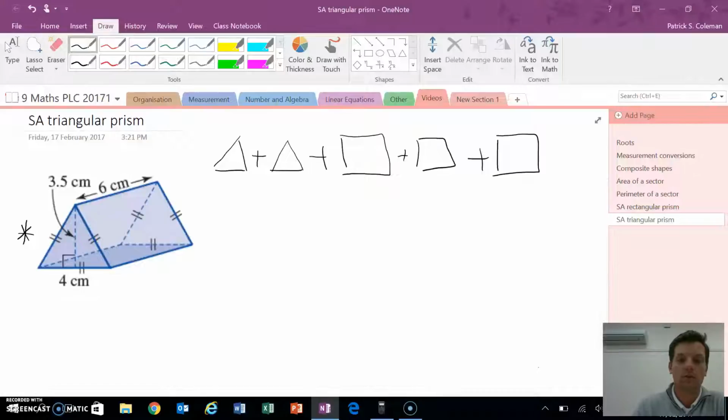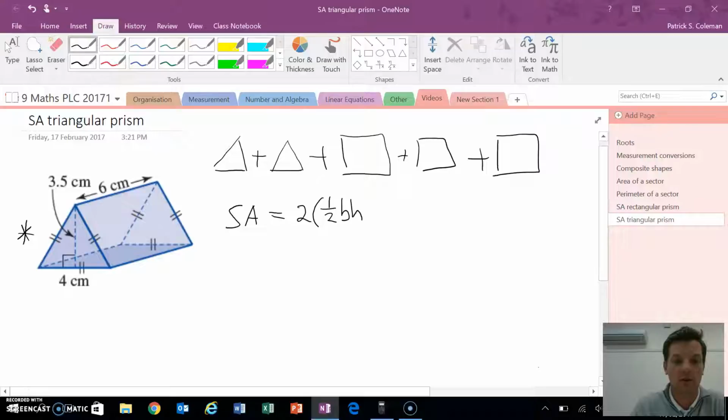So in terms of now formulating this into trying to find an answer, we know how we can find the surface area of a triangle, which is half the base times the height, and our rectangle is length times width. So let's try and put that into something that's going to be workable for us. So the surface area of this shape is going to be equal. We've got two triangles, and our formula being half base times height.